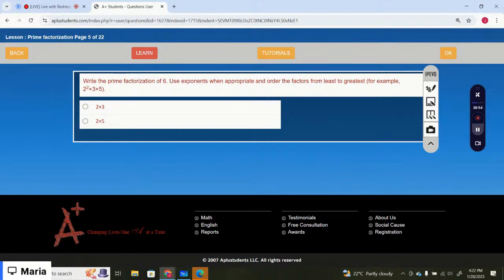What is the prime factorization of 6? That is 2 times 3 is 6. Option number 1 is the correct option.